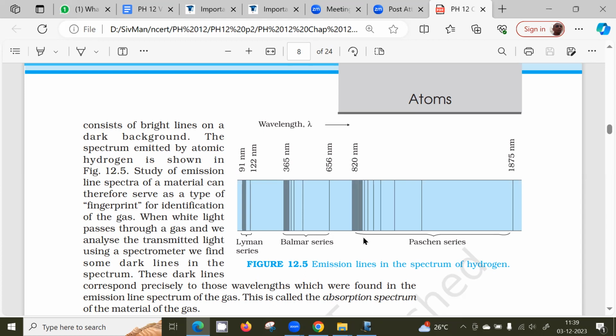Similarly, for Paschen, the final state is n equal to 3. So this maximum wavelength corresponds to the minimum frequency, which corresponds to the jump from n equal to 4 to n equal to 3. And this one is the maximum energy, minimum wavelength, which will correspond to n equal to infinity to n equal to 3. Okay, so you can see there is a grouping. This is the Lyman series, this is the Balmer series, this is the Paschen series.